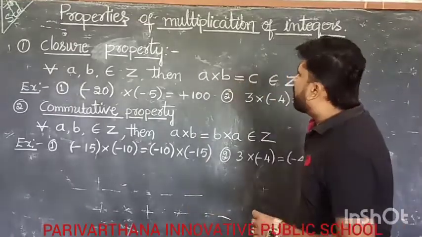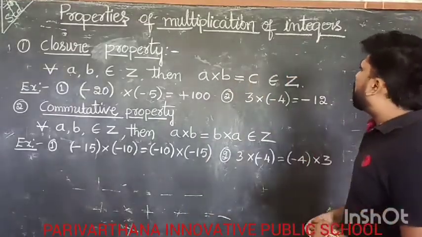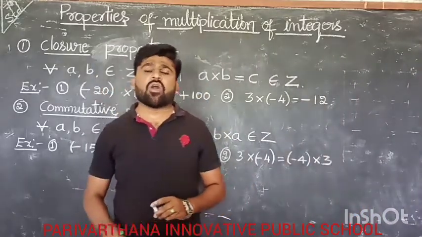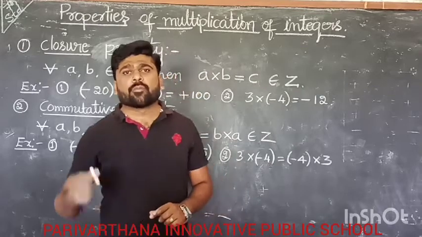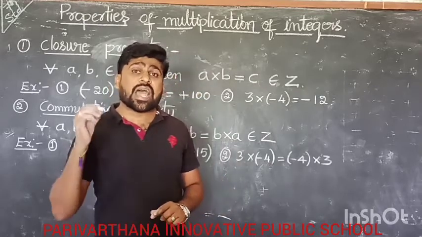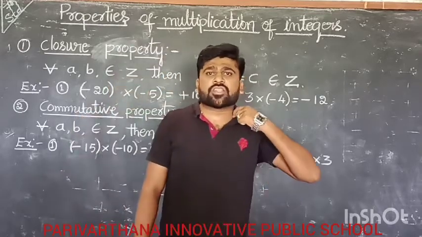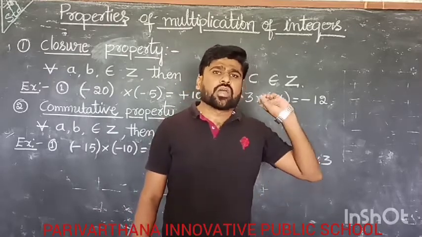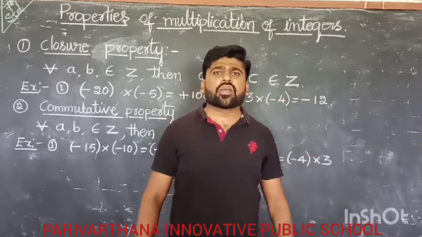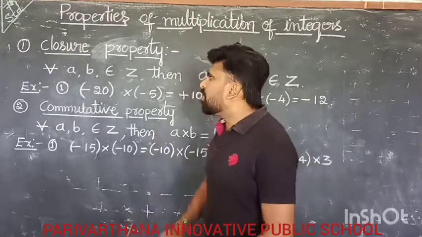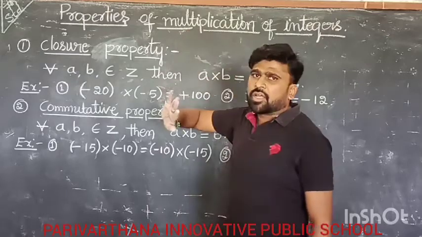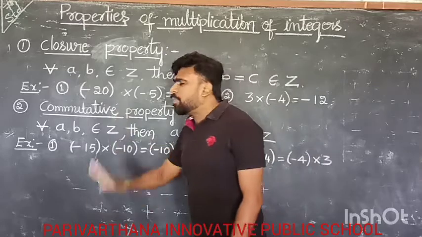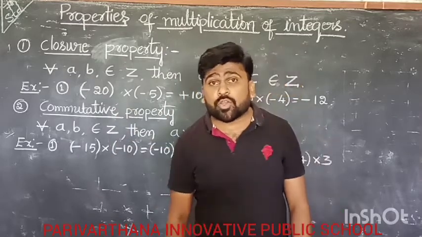Next, properties of multiplication of integers. Same as we already discussed the properties of addition and subtraction of integers in the previous class. The same properties come for multiplication. The first property is the closure property, and the second property is the commutative property.